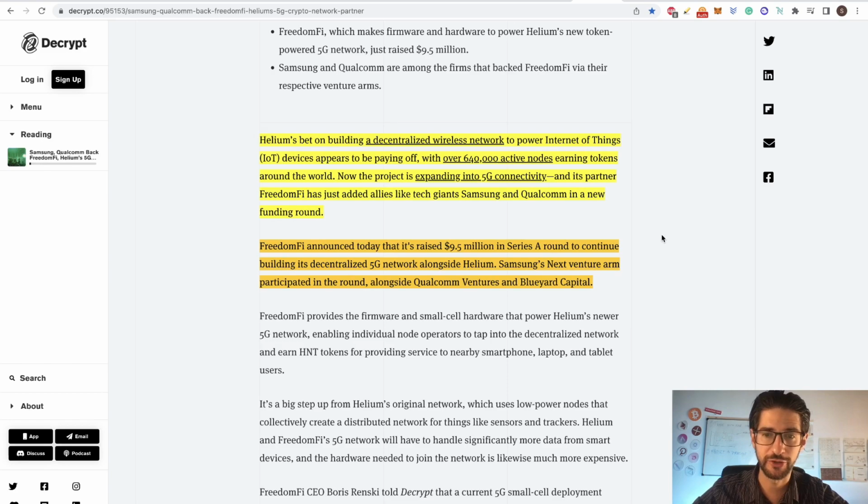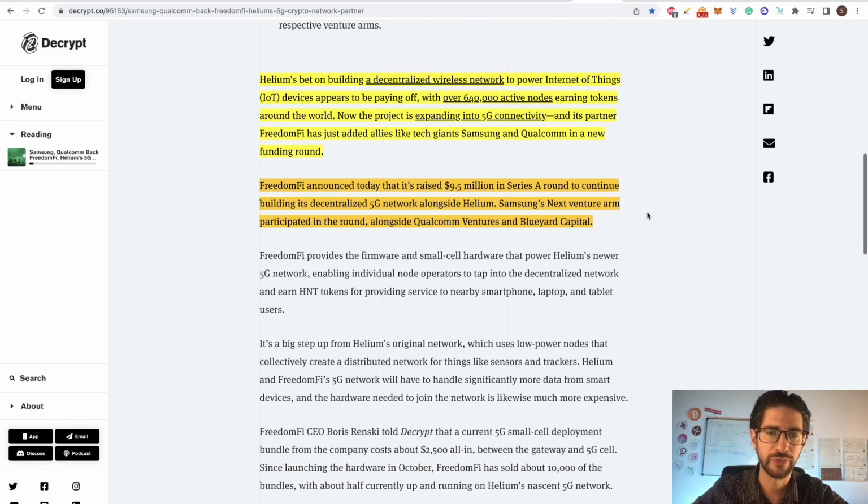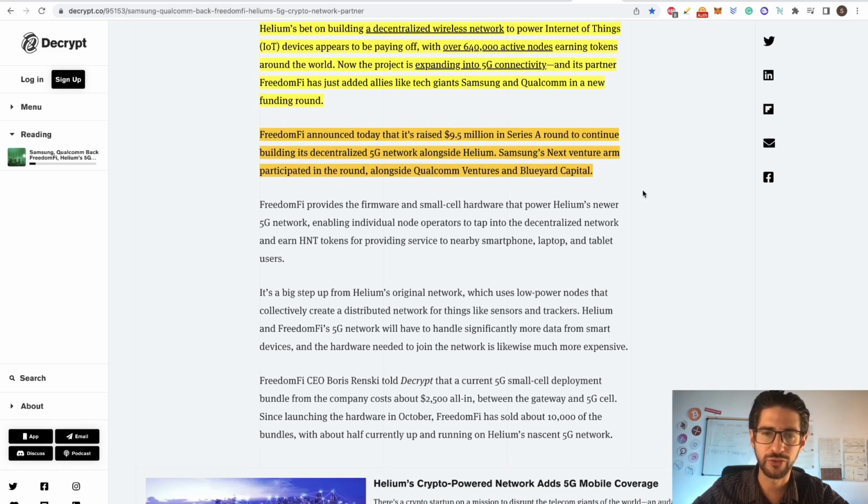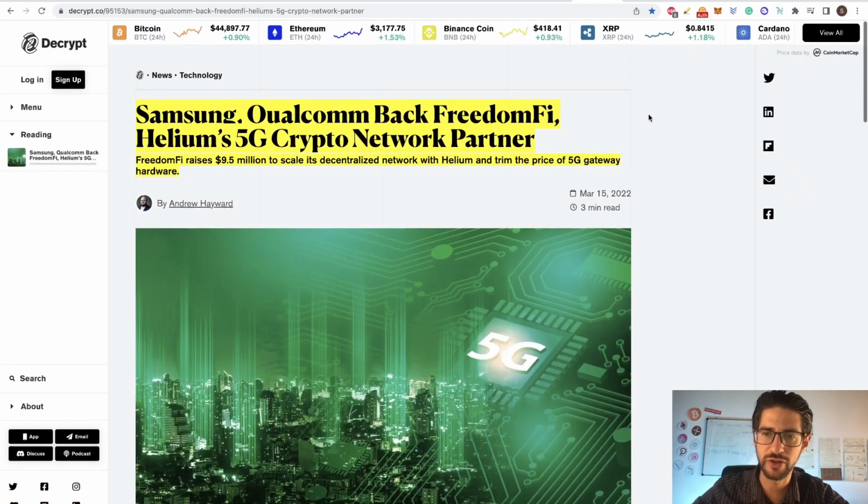Now the project is expanding into 5G connectivity, and its partner FreedomFi has just added allies like tech giants Samsung and Qualcomm in a new funding round. FreedomFi announced today that it's raised 9.5 million in a Series A round to continue building its decentralized 5G network alongside Helium. Samsung Next Ventures participated in the round alongside Qualcomm Ventures and Blue Yard Capital. So very big expansion, money funding to continue the expansion, and big companies' names are partnering with Helium.